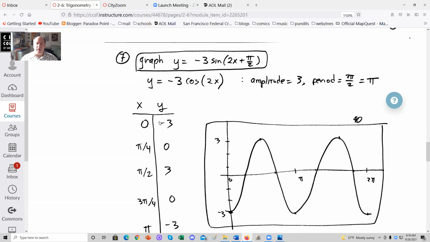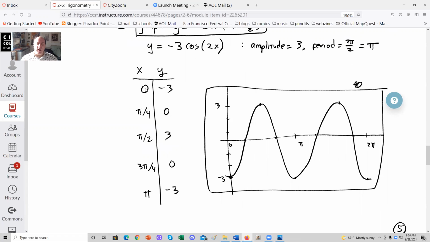So start at 0, plug in 0, cosine of 2 times 0 is cosine 0, which is 1, times -3 is -3. So if the period is pi, from 0 to pi, it goes from -3 back to -3, like that. Halfway between the valleys is the peak. At pi over 2, it's 3.